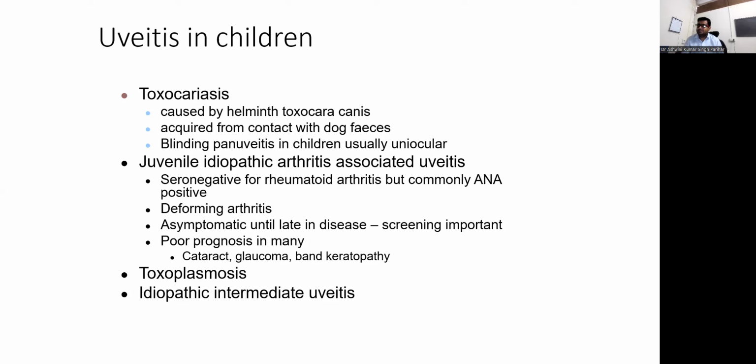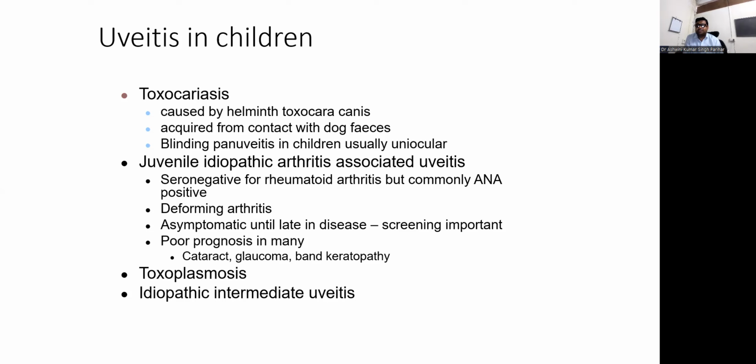And other than this, as we mentioned, the toxoplasma. I already mentioned how it gets affected with the catfish. The same way it gets affected, it can lead to the development of uveitis in children.